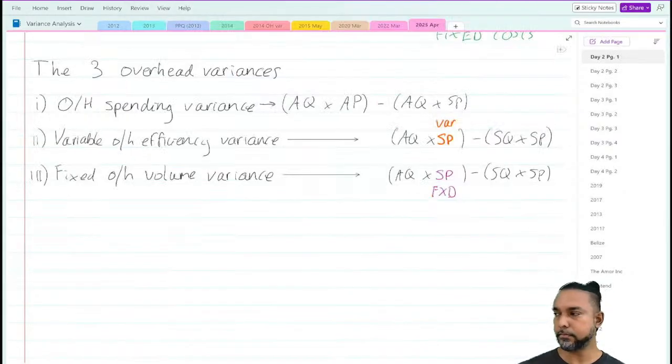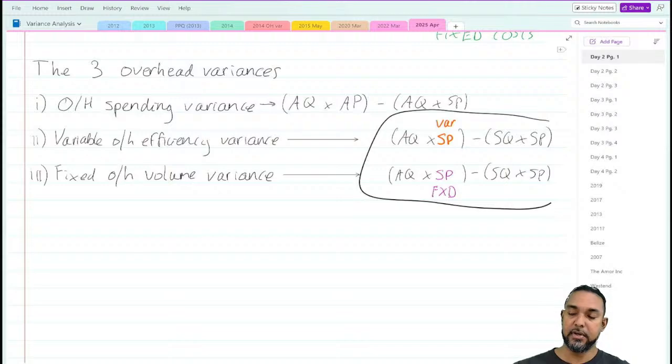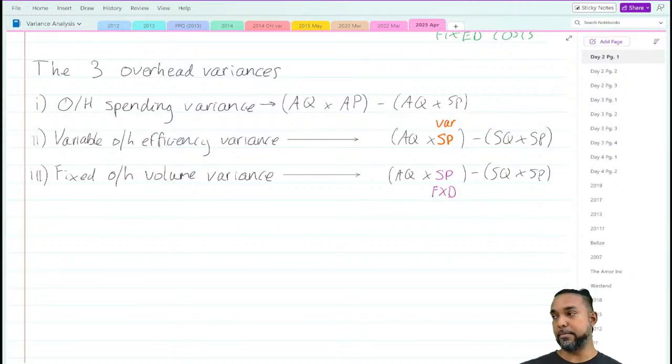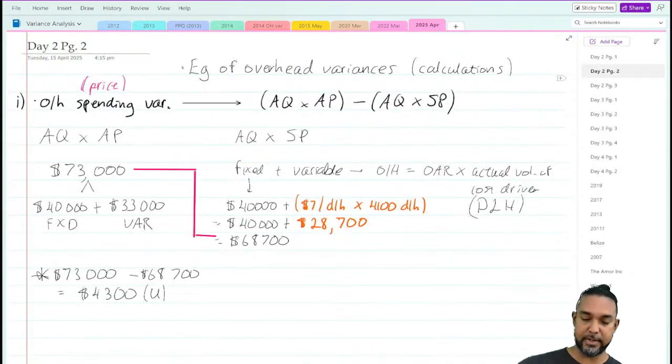Right. So we have the variable overhead efficiency variance and the fixed overhead volume variance, right? Both of those in this case are efficiency variances. So what's going to happen? We're going to have two sets of efficiency to analyze, and then combine them together in addition to the spending variance that we just did. But again, let's take one thing at a time. Let's put a little separator line here.